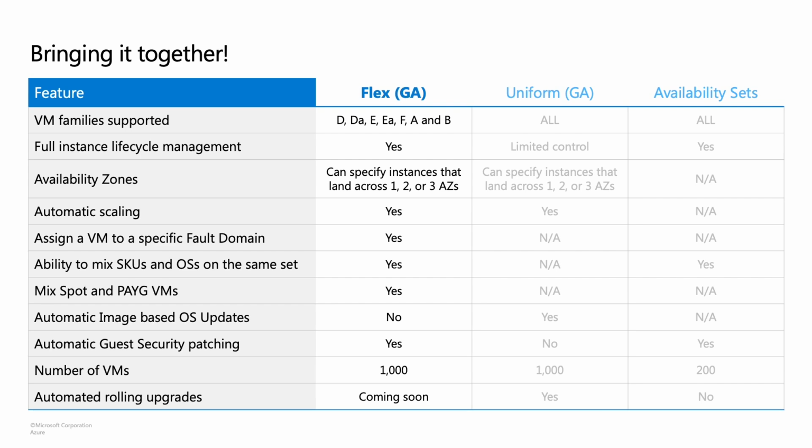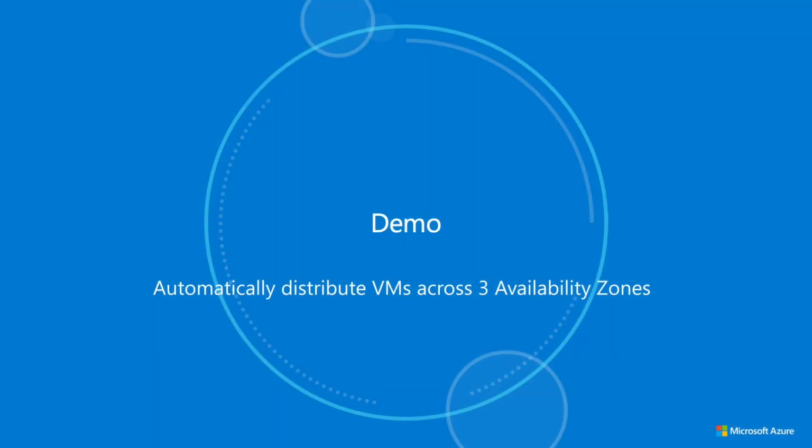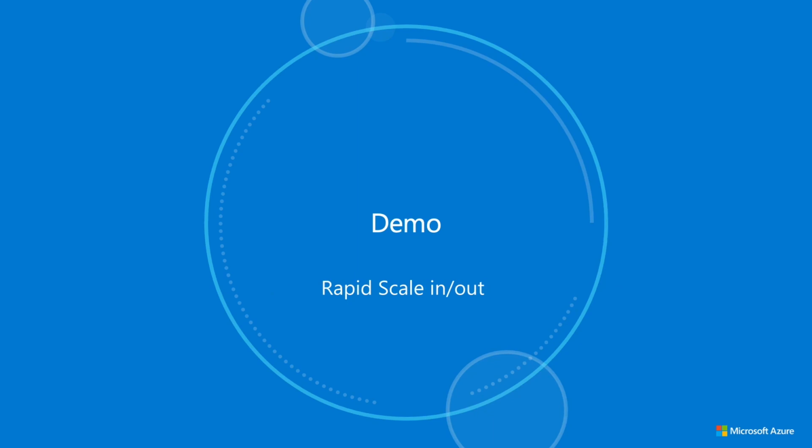Now let me dive into a demo where I will deploy 100 VMs and VMSS will automatically spread them across 3 availability zones. I will also do another demo where I will change the instance count on a VMSS, kind of simulating an auto scale, scaling in, scaling out, to show the performance that VMSS brings you to rapidly bring up infrastructure for your applications.